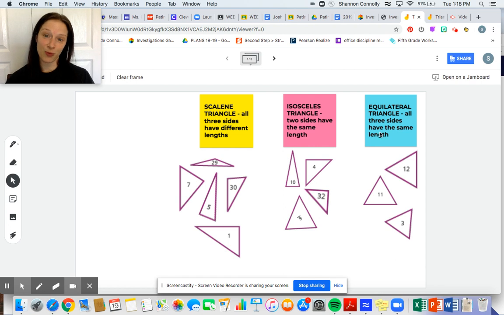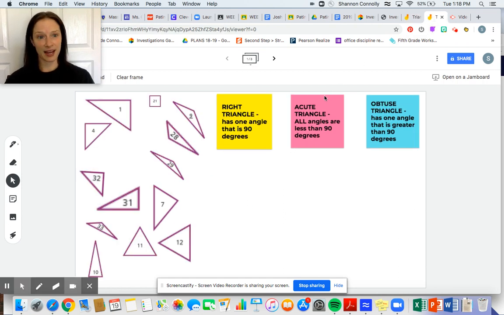But there's one more way that we classify triangles, okay? It's separate from this, all right? So let's take a look. The other way that we can classify triangles is by the size of their angles, okay? So a right triangle has one angle that is 90 degrees. Okay, I'm gonna go over all of these, so don't worry, we're gonna come back to this. Eyes on the pink here. An acute triangle is a triangle that has all angles that are less than 90 degrees, okay? And then eyes on the blue, an obtuse triangle has one angle that is greater than 90 degrees.